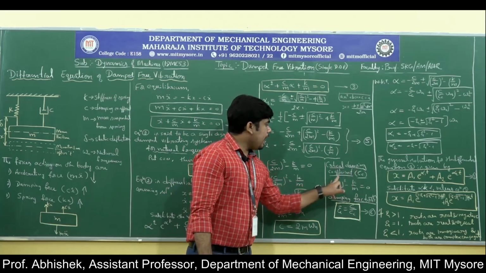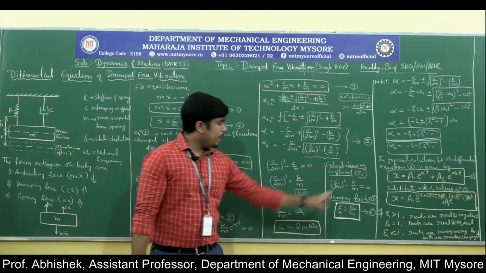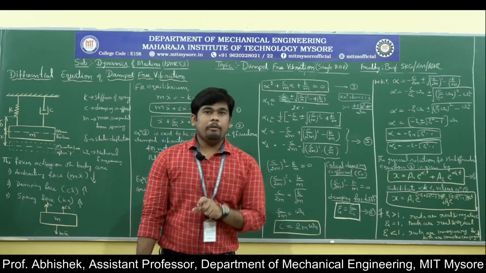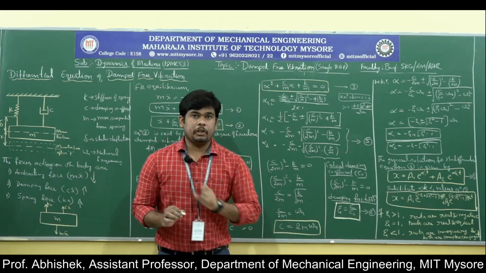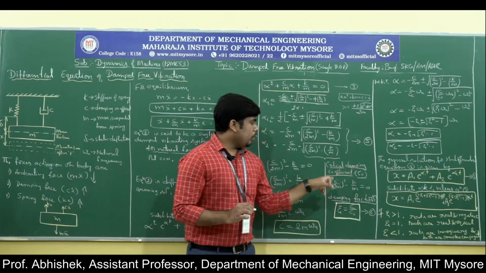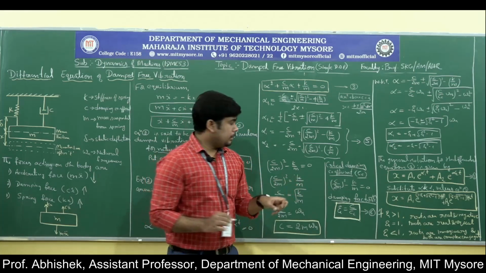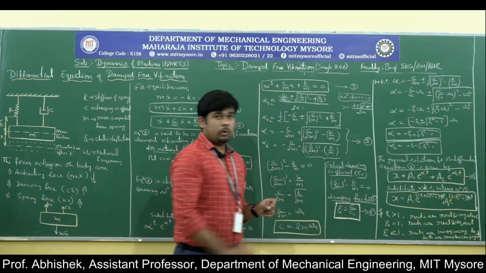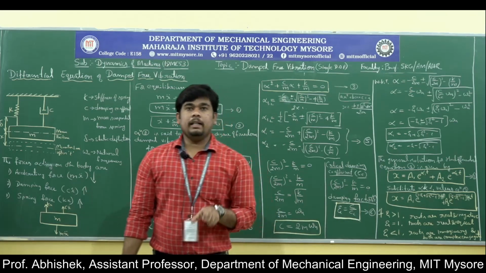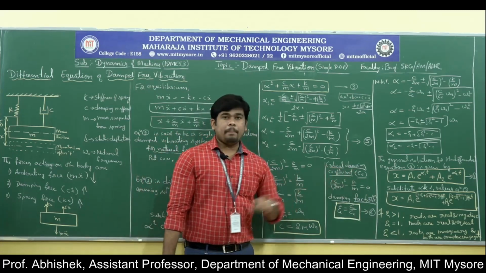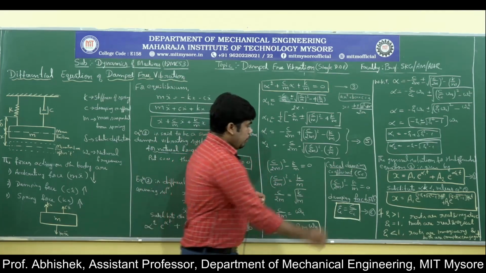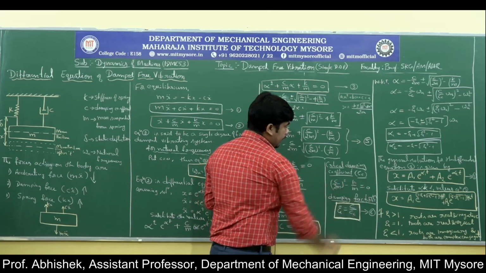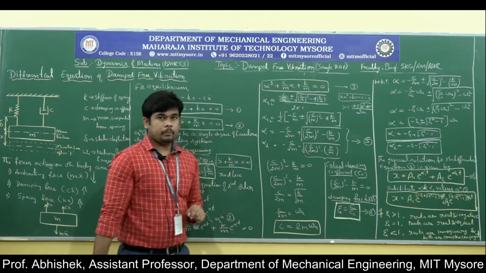We have the critical damping coefficient, which is denoted by Cc. When (c by 2m) whole square minus k by m is equal to 0, that condition we call the critical damping coefficient. So for that, the condition is (c by 2m) whole square minus k by m is equal to 0.